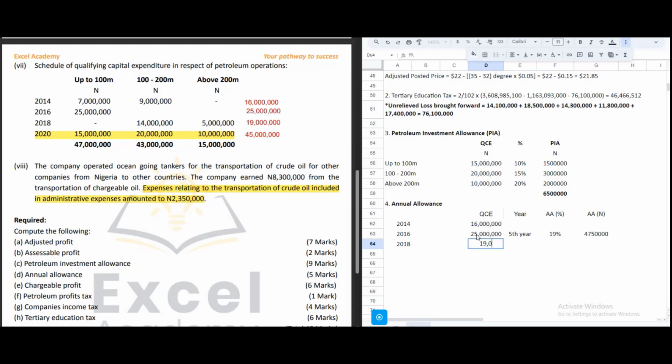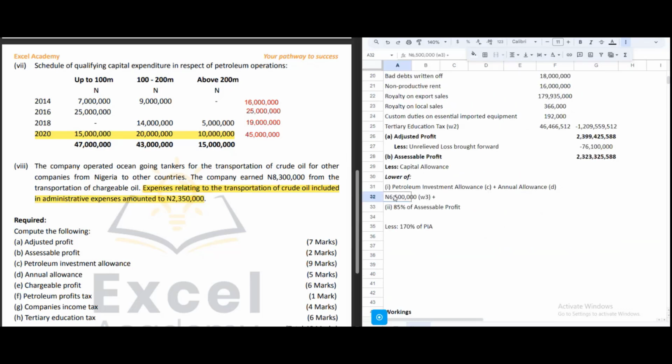In 2018 we have QC of 19 million. So 2018 up to date is how many years? This is the 3rd year. In the 3rd year, the annual allowance is 20%. So our annual allowance there is 3.8 million. Then in 2020, the QC is 45 million. This is the 1st year. The 1st year annual allowance is 20%. The annual allowance now is 9 million. So now this is 17,550,000. So that's our annual allowance.